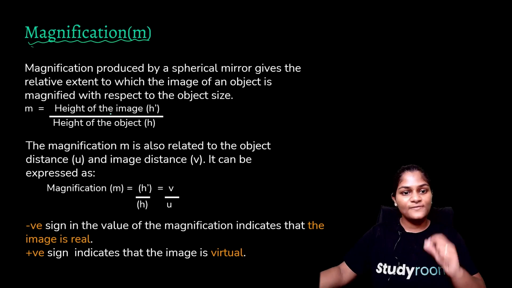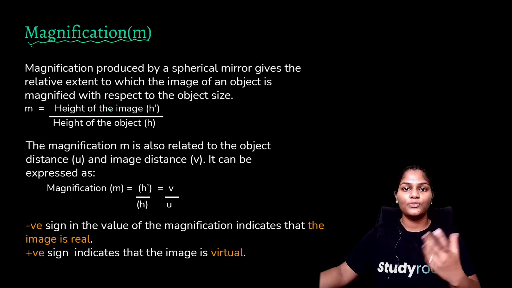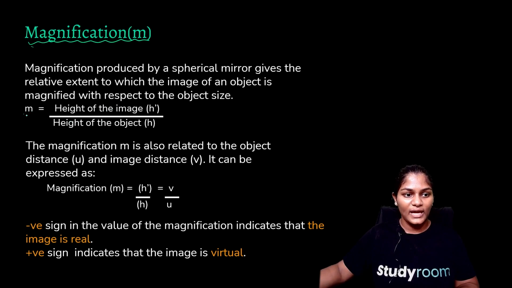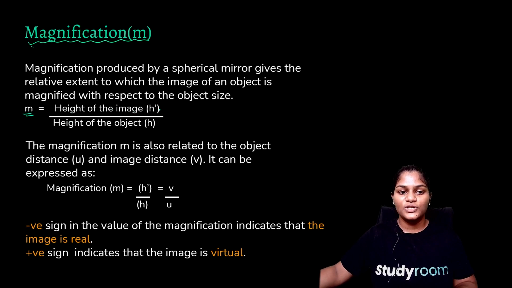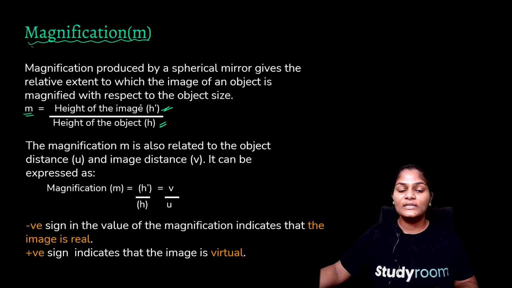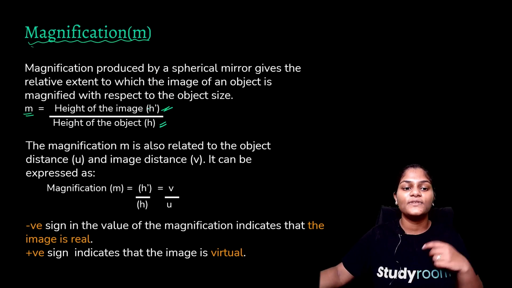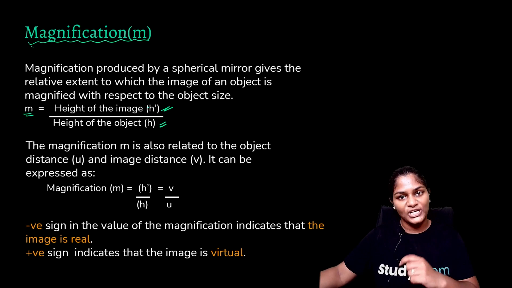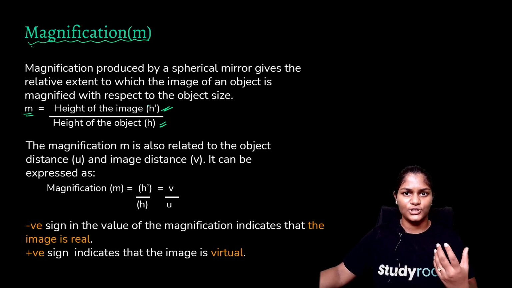First we'll look at the formula, and then we'll get to know why we say so. So look, the magnification formula M is the height of the image, which is denoted by h dash, divided by the height of the object, or h. Or you can say magnification is the ratio of the height of the image to the height of the object. This is a different definition that you can use, using the direct formula given.